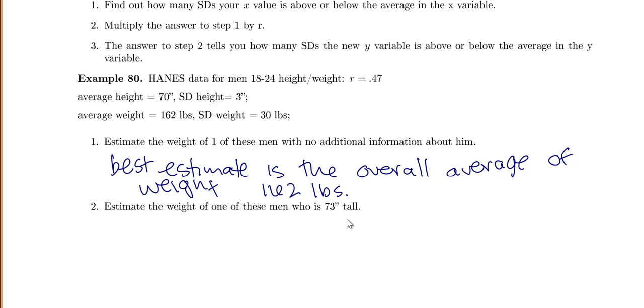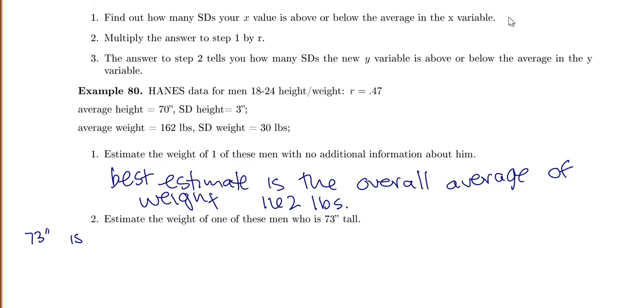So remember our steps. First, find out how many standard deviations your x value is above or below the average in the x variable. So 73 inches is how many standard deviations above the average? Well, how do we find how many standard deviations? We have a formula for that, right? So let's write it up by step 1. How do you figure out how many standard deviations you are above or below the average? It's your value minus the average divided by the standard deviation.